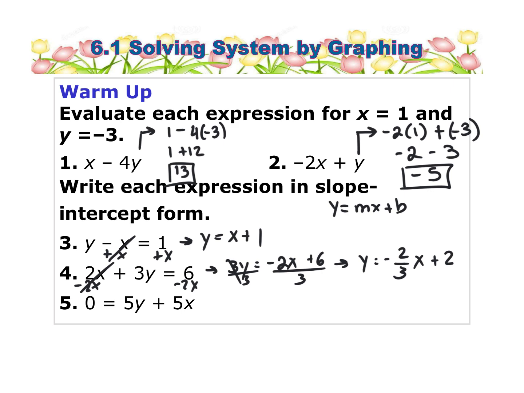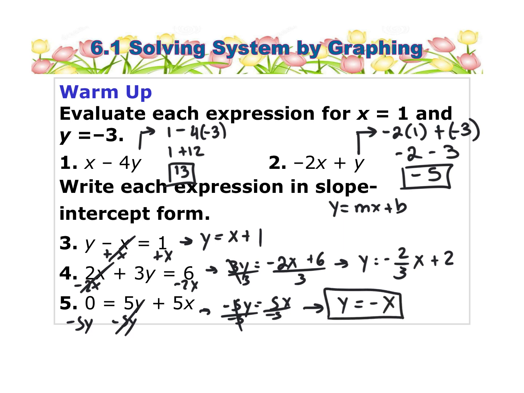For this third one, I'm going to move the 5y to the other side by subtracting it. So I'm going to get -5y equals 5x. Then I'll divide by -5 on both sides. And that's going to give me y is equal to -x. So therefore, these are my 3 slope-intercept forms for these last 3 problems.